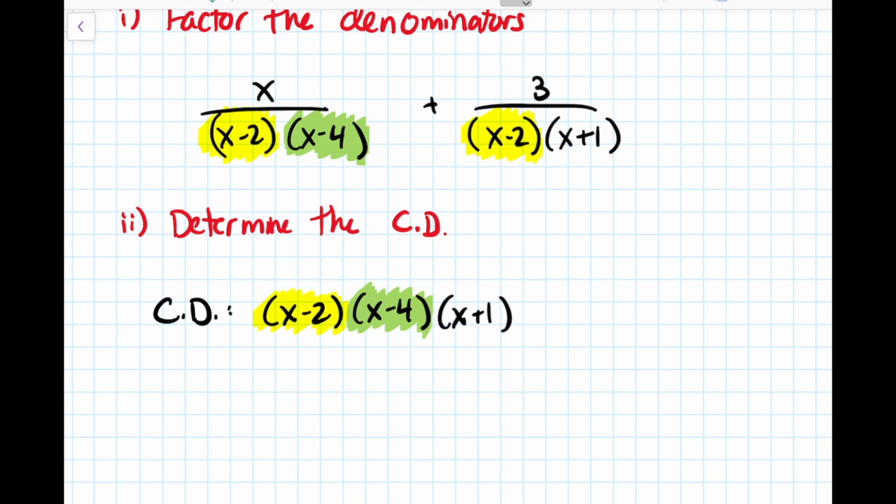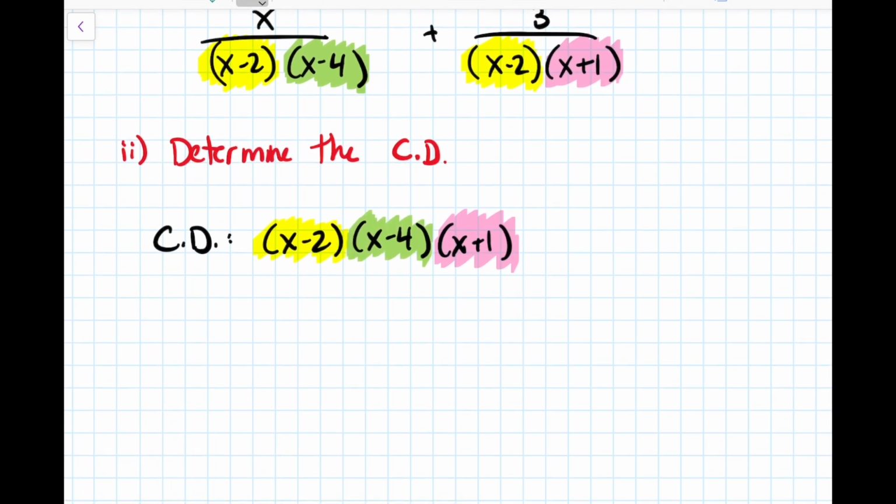And so that gets me this. And so if we look at this, I've got x minus 2 times x minus 4, and I've got x minus 2 times x plus 1, right? So if I just completely take out that x minus 4, we can see that the entire second denominator is represented as well. And so this is my common denominator. It's just any factor that appeared in any of the denominators put together.